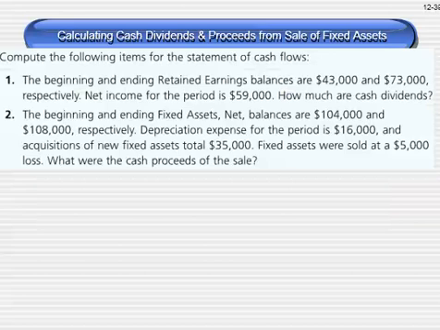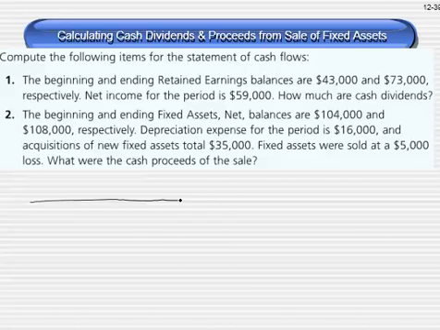Let's look at just a quick example. It says compute the following items for the statement of cash flows. Number 1, the beginning and ending retained earnings balances are $43,000 and $73,000 respectively. And then net income for the period was $59,000. So let's figure out how much our actual dividends would have been for that particular entry.